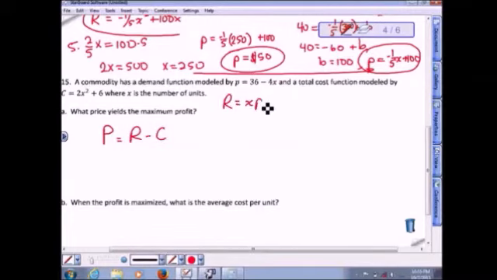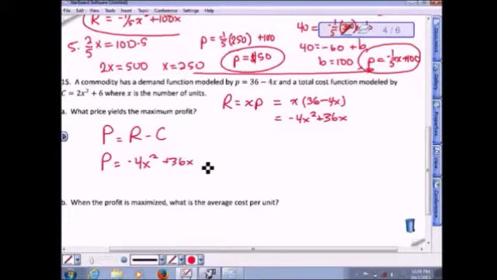Now, revenue is equal to x times the price over here, so that's equal to x times 36 minus 4x, which is negative 4x squared plus 36x. So the profit is equal to negative 4x squared plus 36x minus the cost, which is 2x squared plus 6. So combining like terms, we're going to have negative 6x squared plus 36x minus 6.